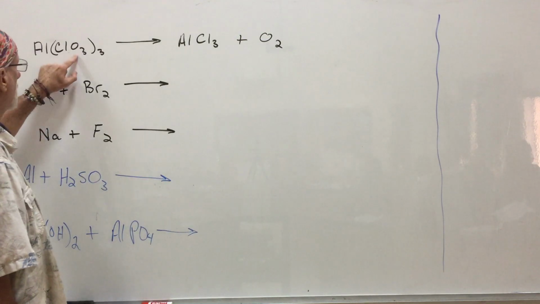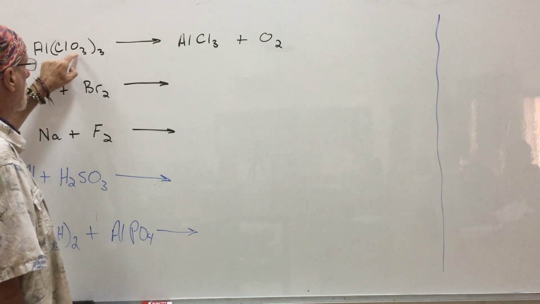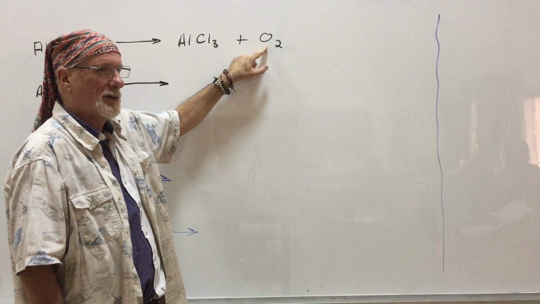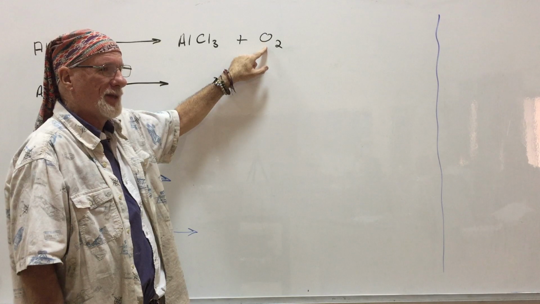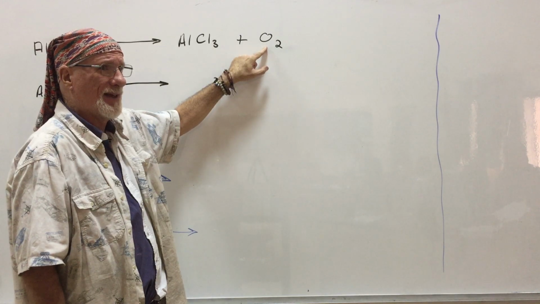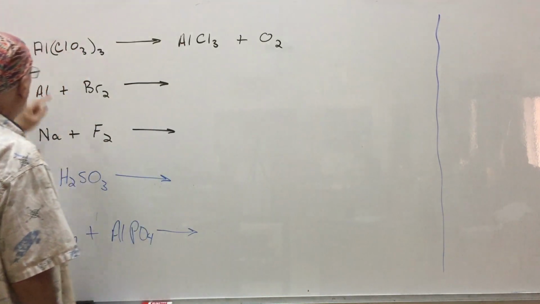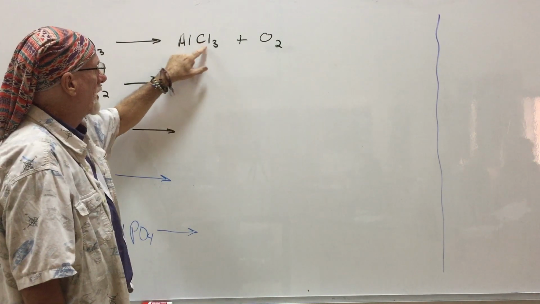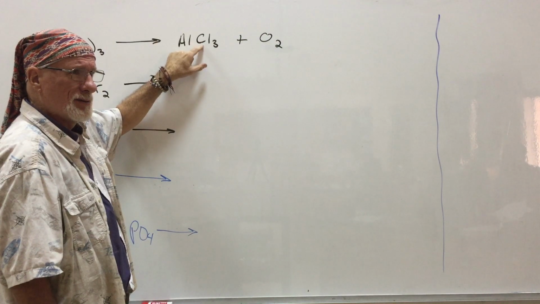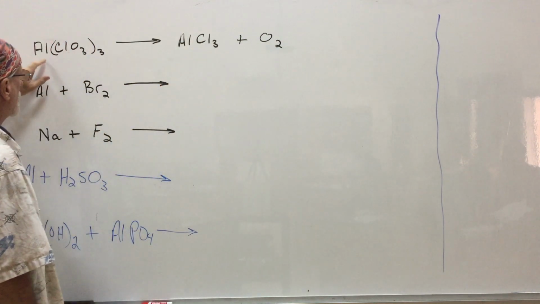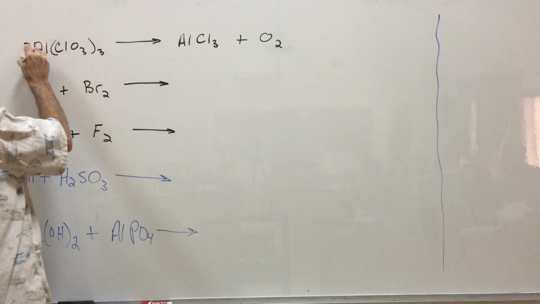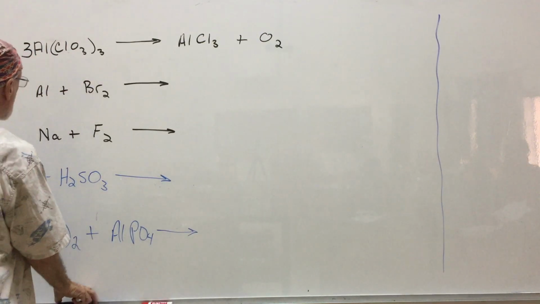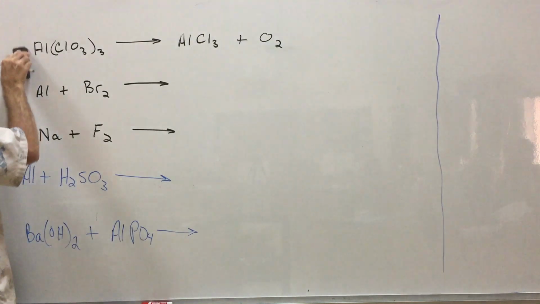Okay, balancing. I have 9 oxygens here, 2 there. That's going to be a little weird, because I can't put 4.5 there. So I have 1 aluminum there, and 1 aluminum there, but I have 3 chlorines here, yes? So I'm going to need 3 chlorines here. My apologies.